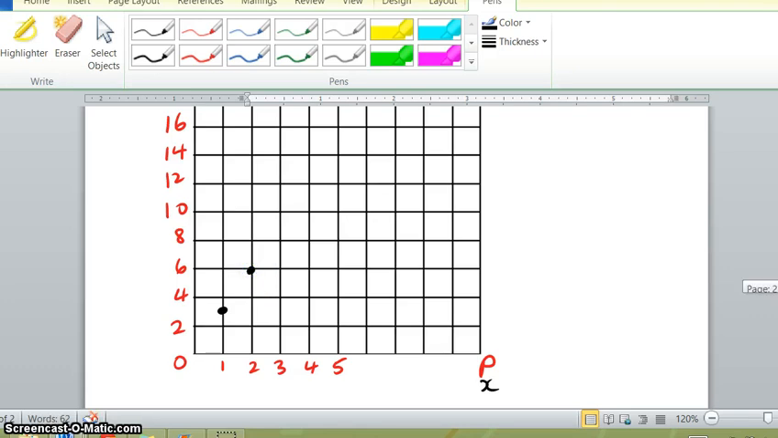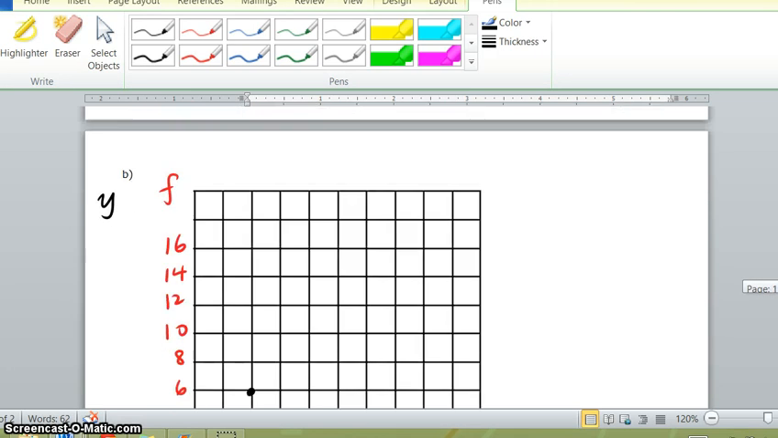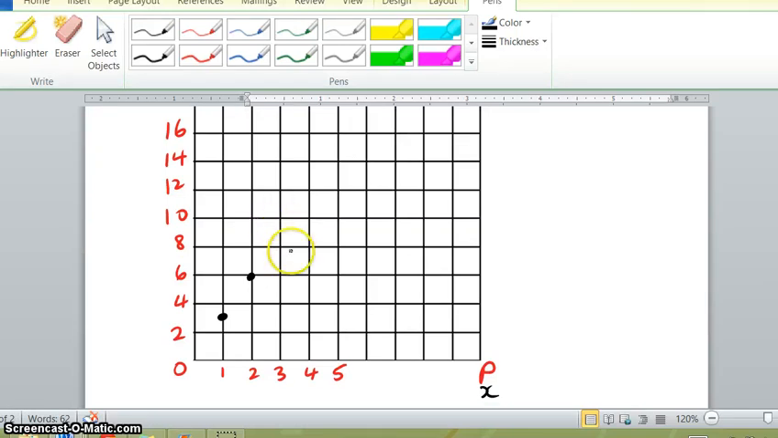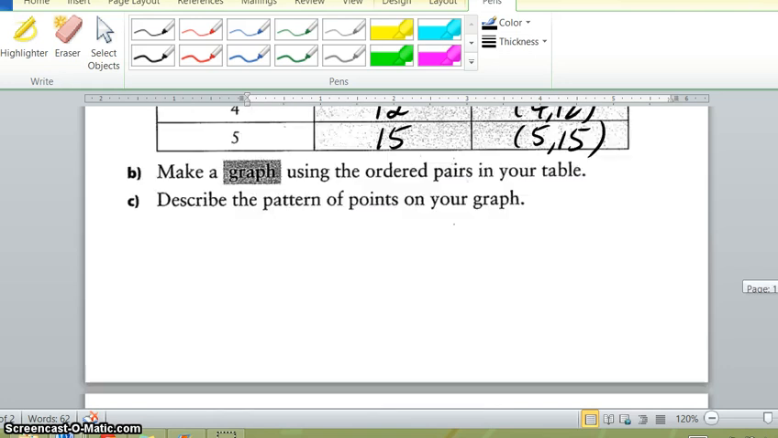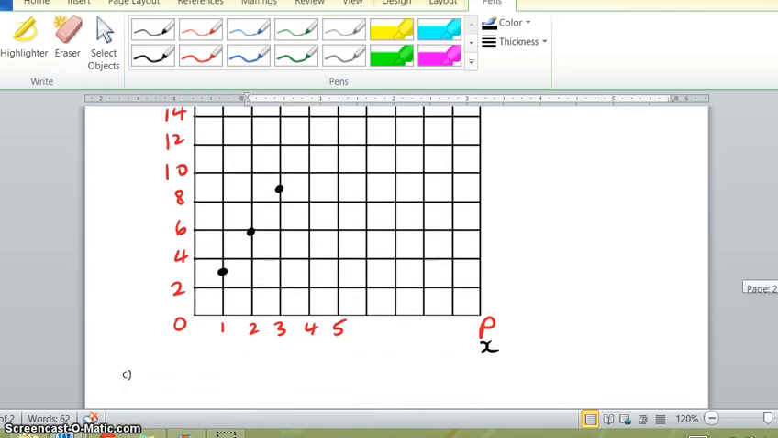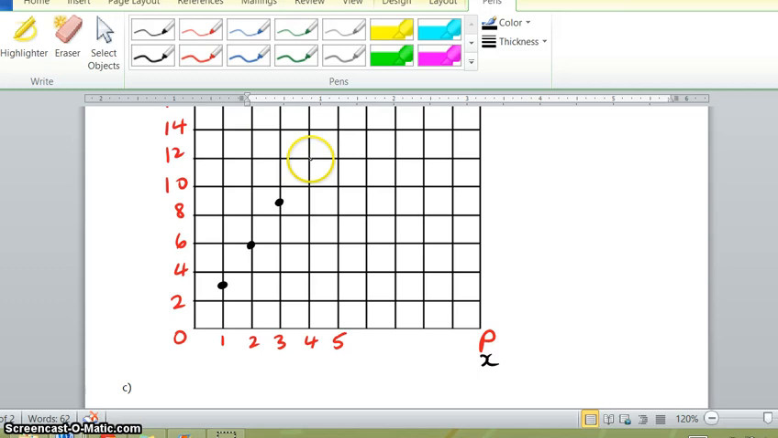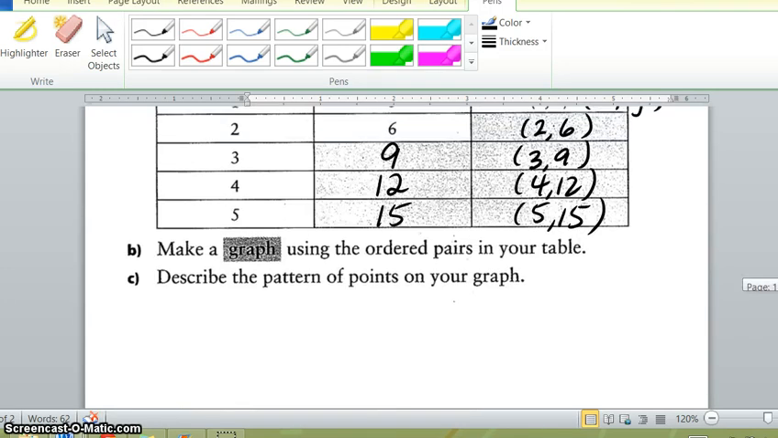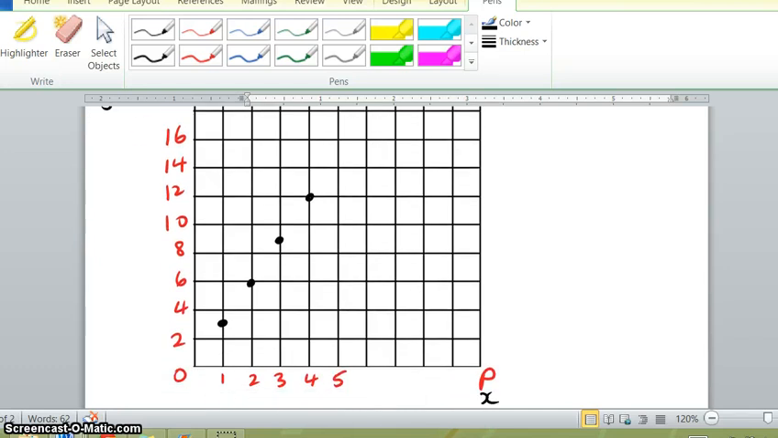So 2, 6 is next, and then the next is 3, 9, in between 8 and 10. And then the next one after that is 4, 12. Again, if I'm going too fast, pause the recording and catch up. And then finally you have 5, 15.